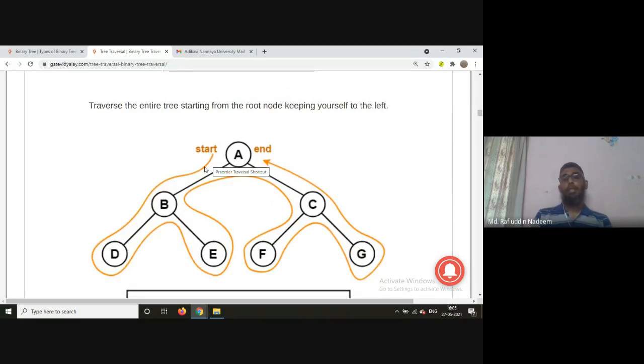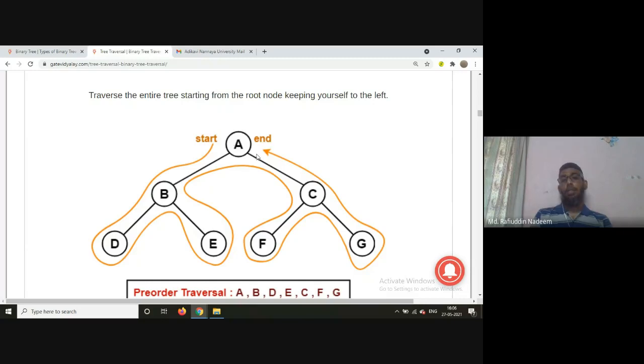You start from the root. Just draw a line like this from A to B, then to D, then to E, then again coming to C, F, G, and you go back to A. In exams, sometimes a tree is given and they may ask you to write the pre-order, in-order, and post-order, or in an interview also they may ask you. This is the easy way to remember. You can draw the line on any tree, and then you can get the pre-order traversal of that.